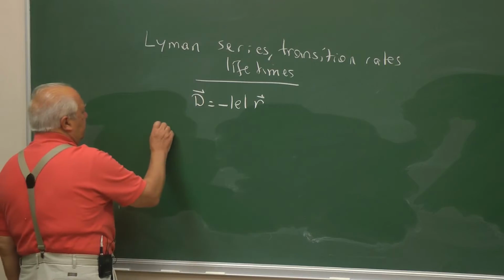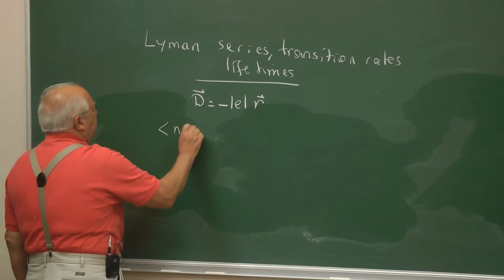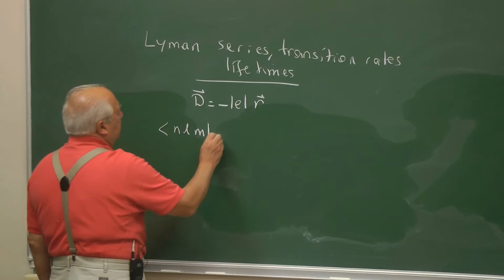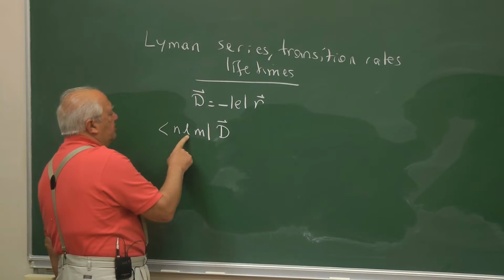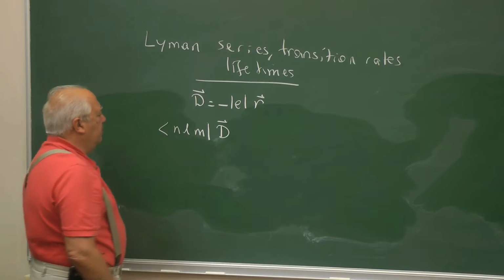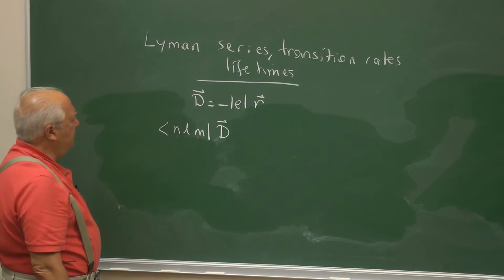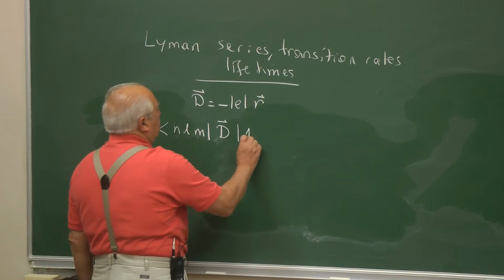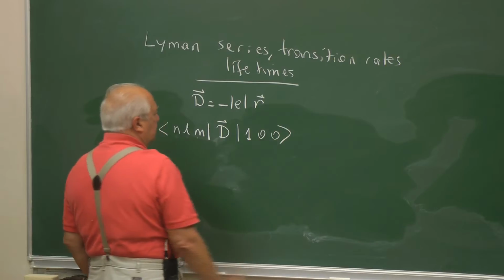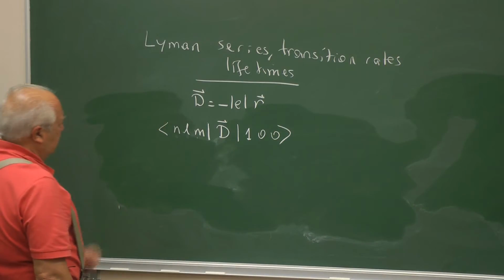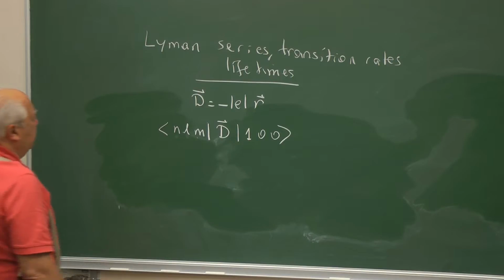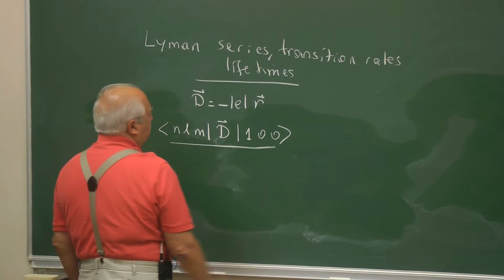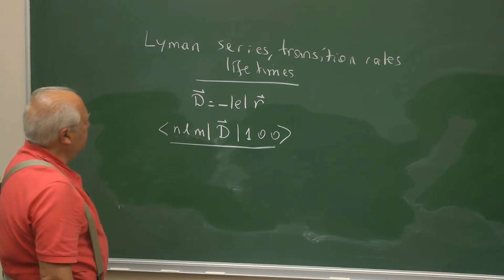And this dipole operator causes a transition from a state with principal quantum number n, orbital angular quantum number L, and orbital magnetic quantum number m, to the ground state, which is 1, 0, 0. And let us look at the structure of this matrix element. So we will look into the structure of it.